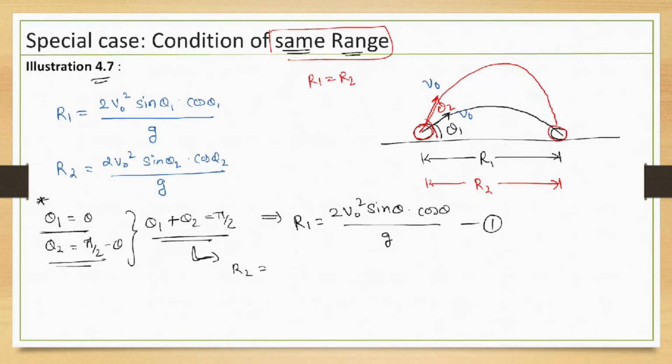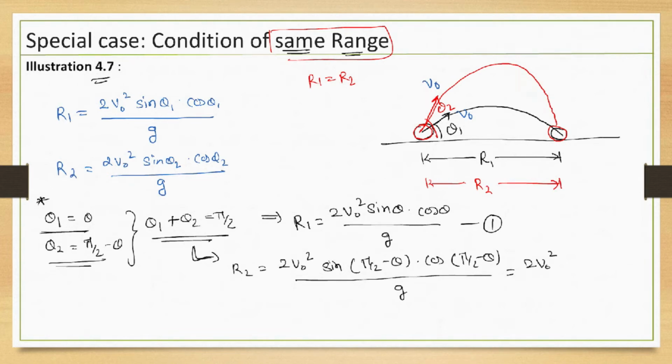So what is r2? 2 v naught square sin, what is theta 2? Pi by 2 minus theta. So sin of pi by 2 minus theta, into cos of pi by 2 minus theta, upon g. Simplify this relation. When pi by 2 angle is coming, the function is changed: sin becomes cos, so that is cos theta, and cos of pi by 2 minus theta, cos becomes sin. So this becomes sin theta upon g.